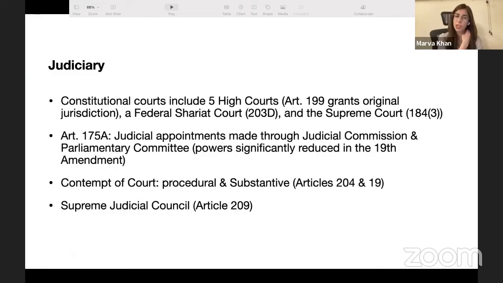And then we come to the judiciary. When you're talking about constitutional law, you're primarily concerned with the 3 tiers of constitutional courts. We have 5 high courts at this point. The original jurisdiction comes under 199. Then we have the Federal Shariat Court, original jurisdiction coming under 203D. And then we have the Supreme Court, where the original jurisdiction, of course, comes under 184(3).